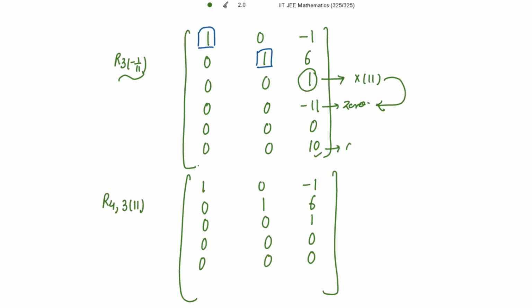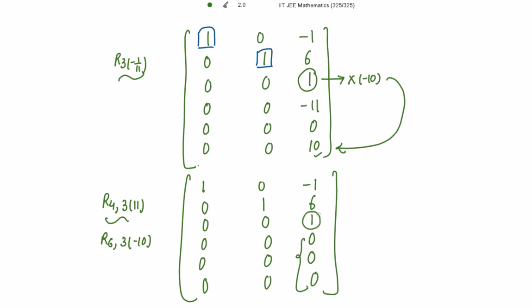To make this 0, we multiply row 3 with -10 and add its elements to row 6. So this becomes 0, 0, 0. So I'm getting all the entries to be 0 below this 1. If possible, try to avoid these negative entries, and also to get 0, 0 above this leading entry, right? I need to change the element of row 1, right? For that, just multiply row 3 with 1 and add its elements to row 1.